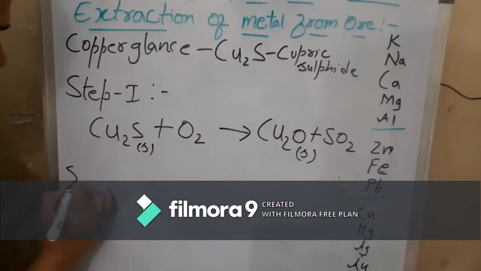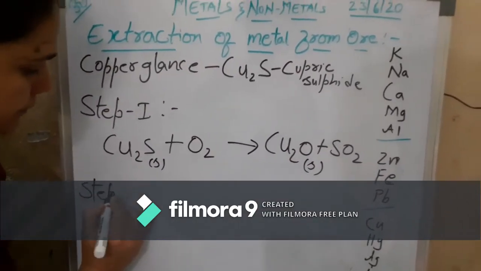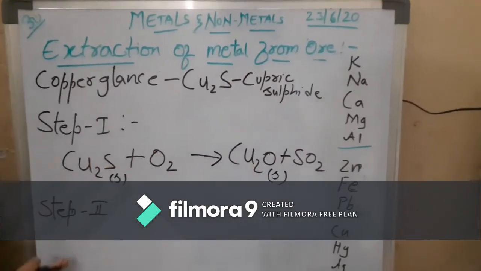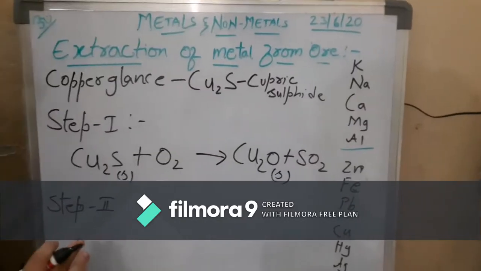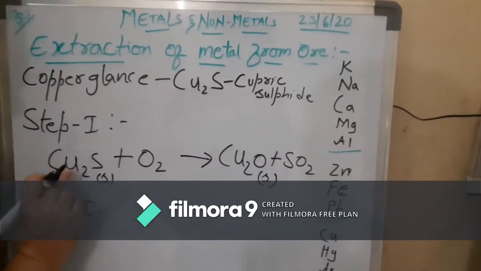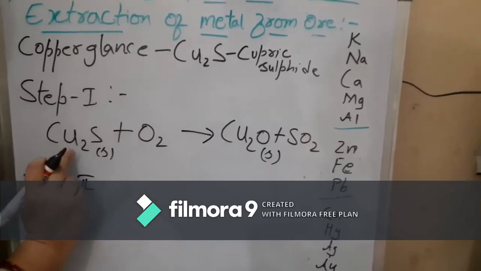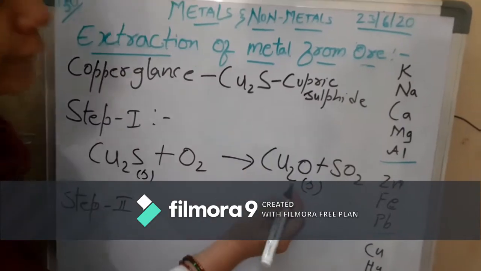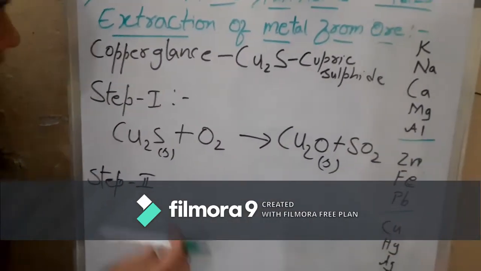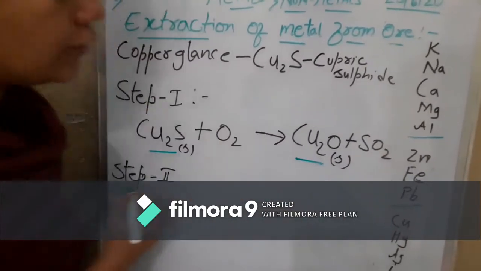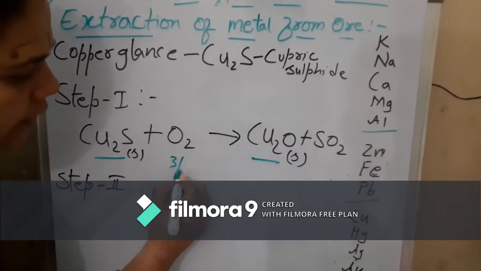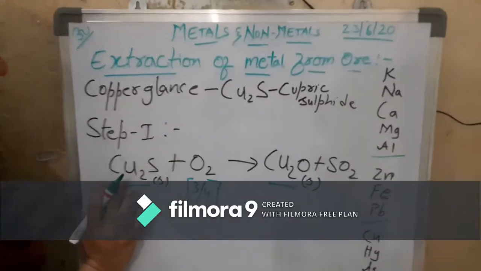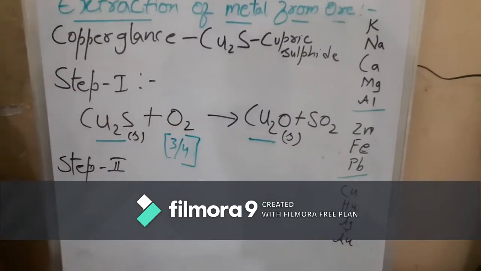Now what is my step 2? As we have discussed earlier, conversion of this oxide to metal, or reduction of the oxide to metal. Now here a tricky thing happens. As the reaction happens, that is conversion of copper sulfide to copper oxide, almost 3/4 of this copper sulfide has been converted to copper oxide. How much, children? As I told, 3/4 of the sulfide is converted to copper oxide.